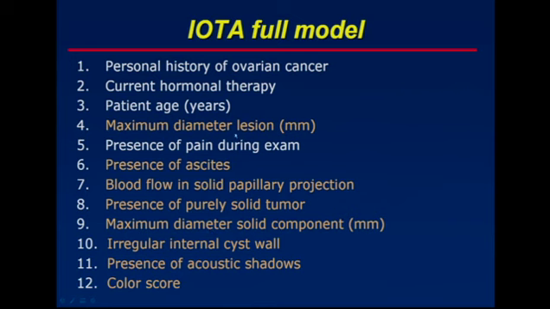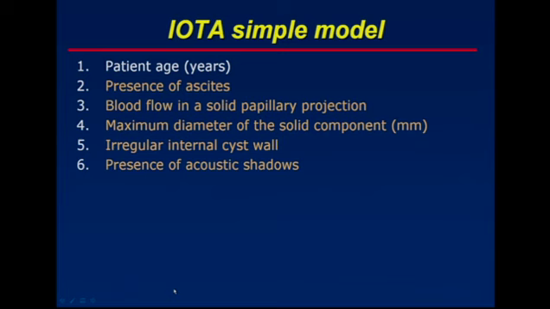The diameter of the lesion, the presence of ascites, blood flow in the solid area, whether it's purely solid, whether the solid area has a sizable component, the irregularity of the cyst wall. If there's acoustic shadowing, that is actually a negative predictor for malignancy, and the color score. And even if you simplify it and use the simple mathematical model, which we're not doing, of course, you can see that the only clinical parameter that really makes a difference is how old the patient is. Everything else is an imaging feature.